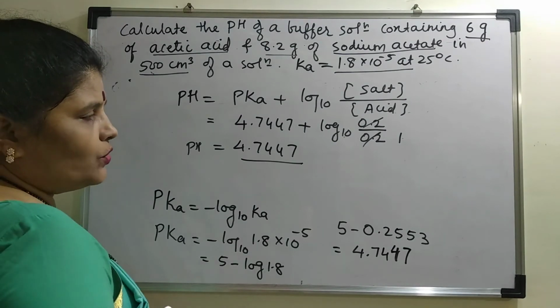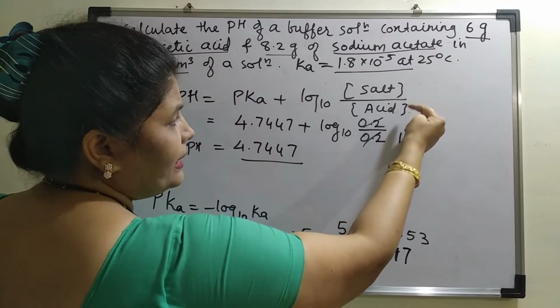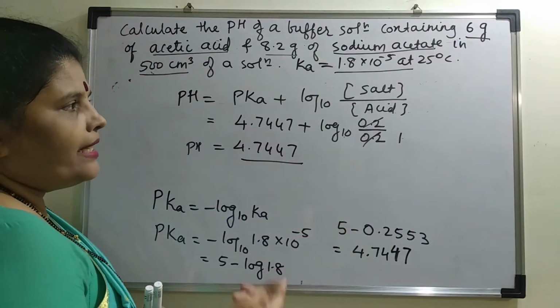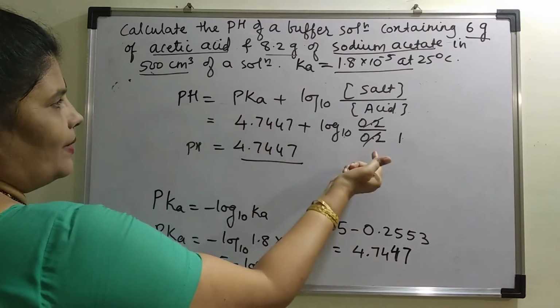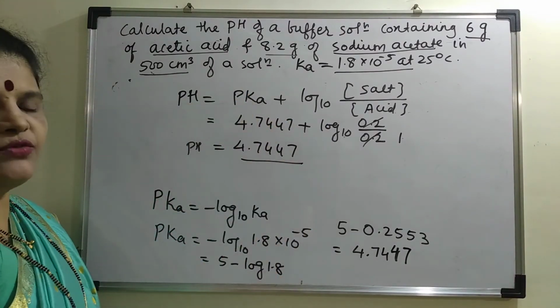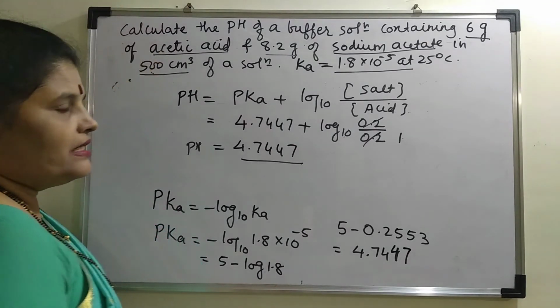So what you understood from this particular problem is that if the concentration or the active mass of the salt and the acid, or salt and base, are the same, then the pH will be equal to pKa or pOH will be equal to pKb. So this is all about the problems. Let us see the next problem.